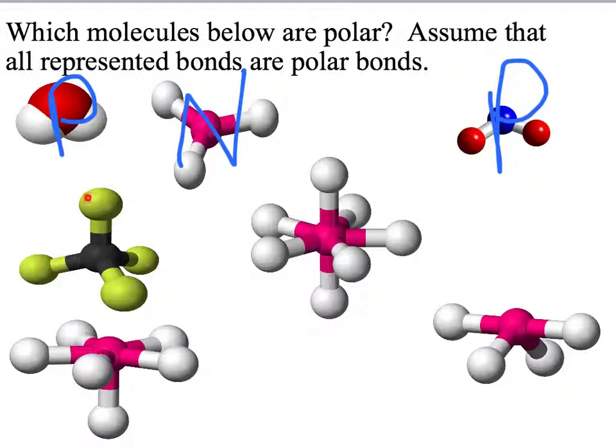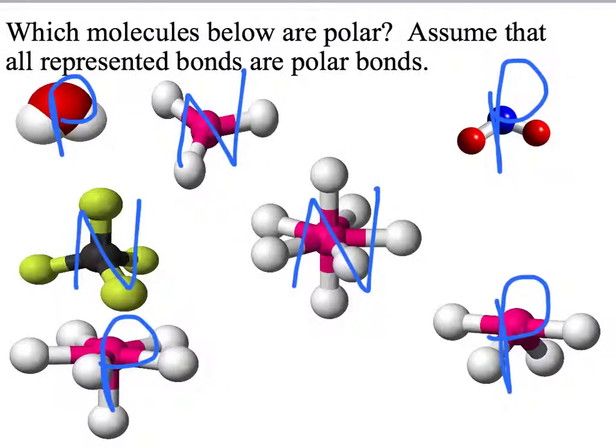Here I have a tetrahedron. Once again, nonpolar because it's symmetric. Nonpolar, it's symmetric. Polar, it's asymmetric. Polar, it's asymmetric. So we have to both look at the bonds and look at the geometry.